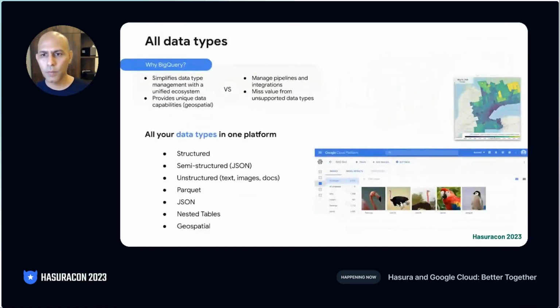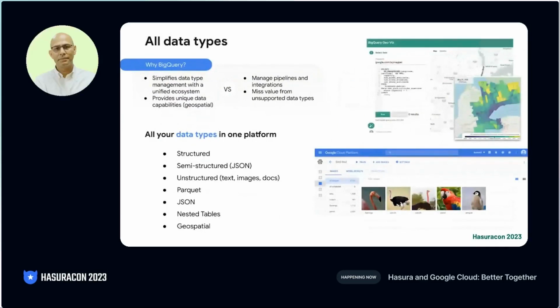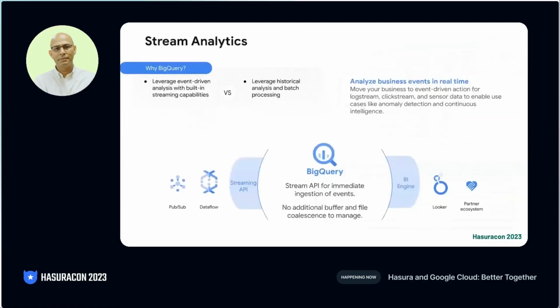BigQuery also has one of the widest and deepest support for data of all types: structured, semi-structured, JSON, geospatial, all data formats. And that really makes it fairly versatile, because the more data we support within the system, the easier it becomes for you to innovate around it and build new experiences with API layers that you can build on top of it. Also with BigQuery, you can build an end-to-end real-time system for real-time ingestion and real-time analysis.